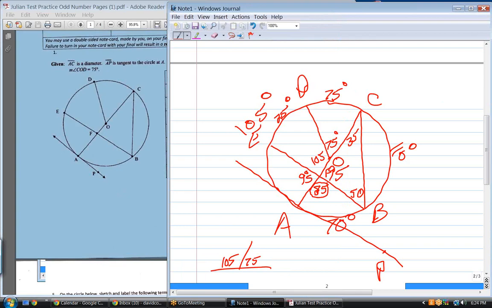Well, I know AD is 105. ED is 25. So what's the measurement of AE? 125? No, it would be 105 minus 25. In other words, my 105 here is from A to D. Well, we now know from E to D is 25. Minus 25? So 80. Yeah, 80. This one, A to E, is 80.